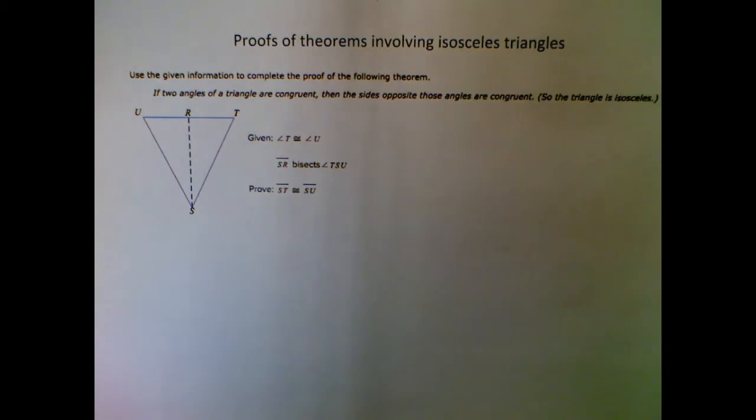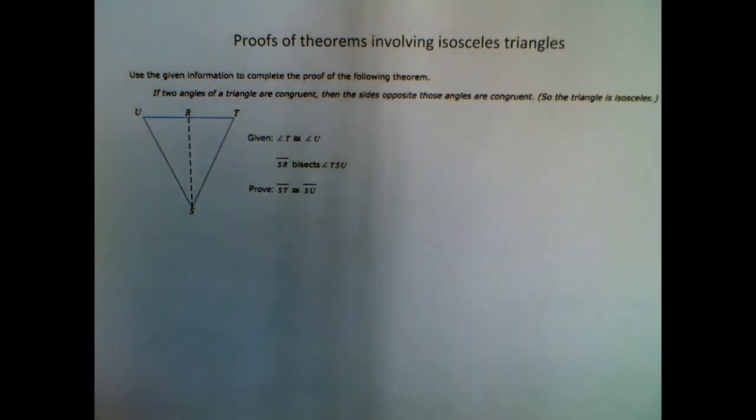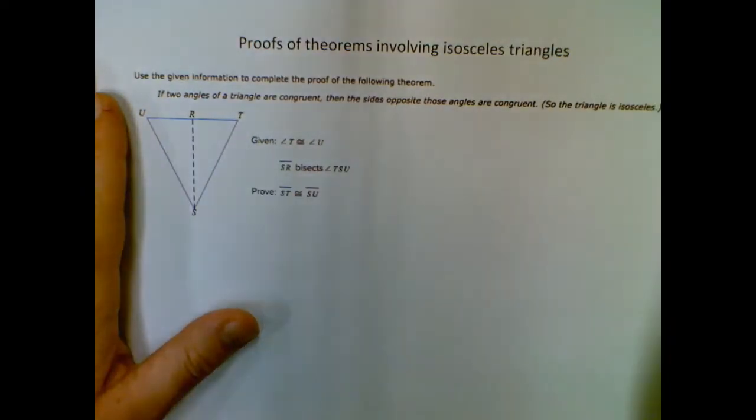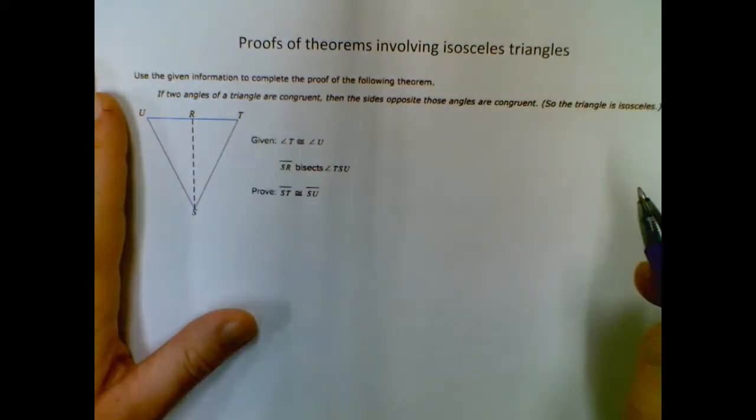Bowman. Today we're looking at the ALEKS topic, proofs of theorems involving isosceles triangles. So we're going to use the given information to complete the proof. If two angles of the triangle are congruent, then the sides opposite the angles are congruent. Basically, they're just telling us how to do an isosceles triangle. So that will be useful though, because it's part of the type. I'm sure it'll come in.